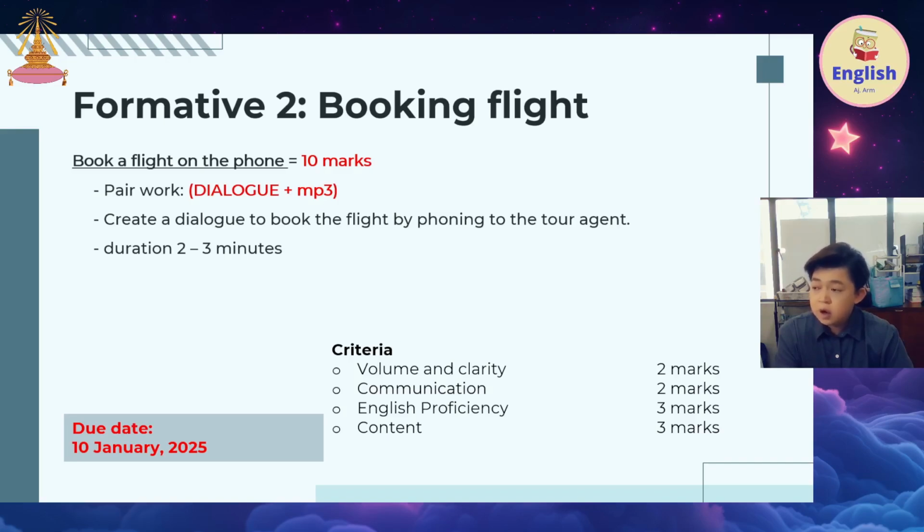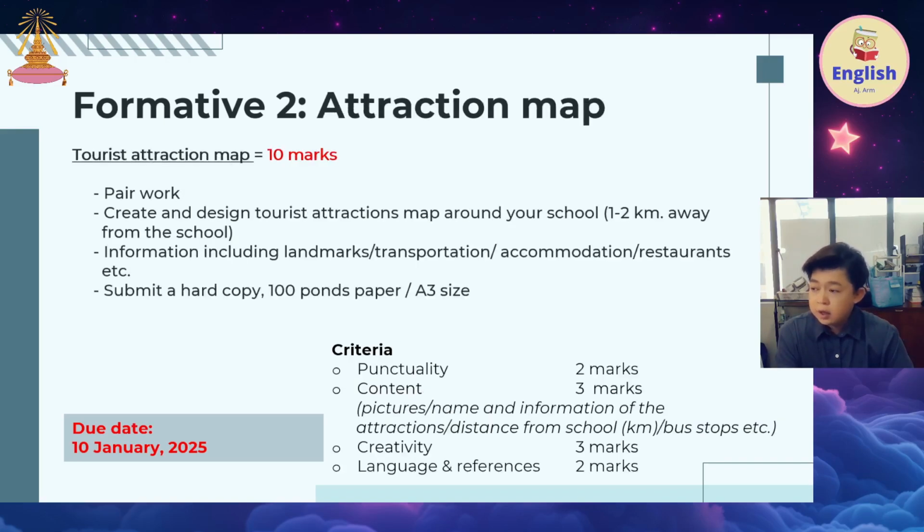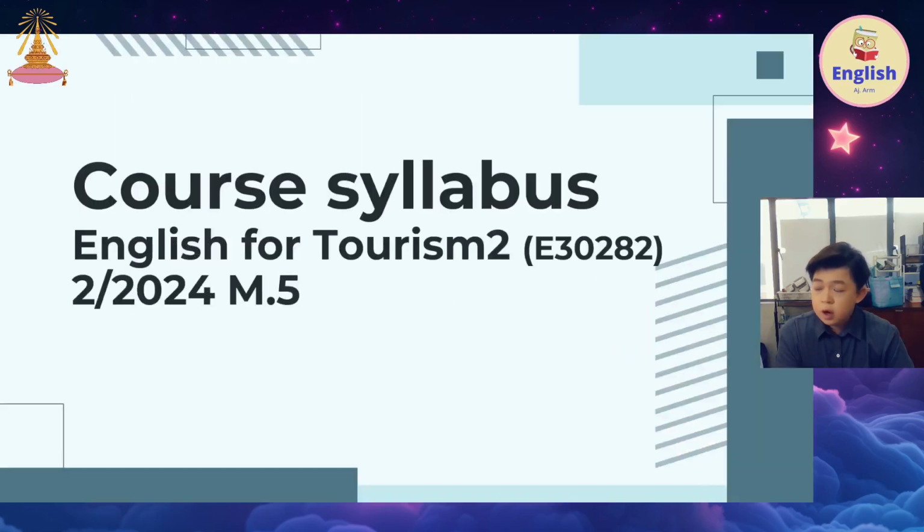After the summative examination, we can continue to practice, study and do the task or assignment in formative number 2, which I divide into 2.1 and 2.2. This is 2.1, booking the flight, and we are going to talk about the details of this work together later. And this part is formative number 2.2, the attraction map, where you have to create or design something new, but it should be linked to creating an attraction map. So is the course syllabus for this semester all clear? Let's move to the next part.